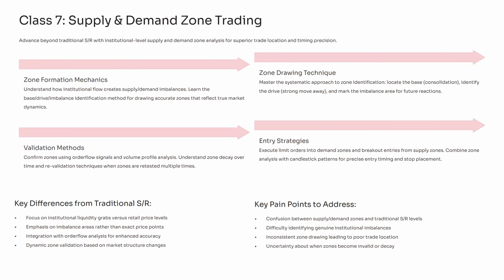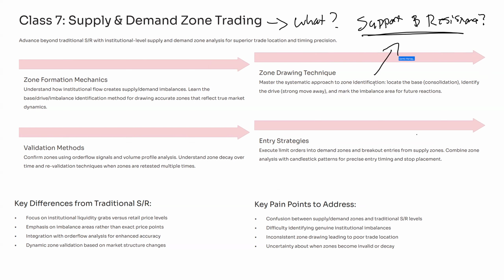First thing is supply and demand. A lot of people ask, and this is going to be the first question: what is the difference between supply and demand and your support and resistance? It should be the first question you ask whenever you're trading this. For you to understand the difference, first we have to talk about what support and resistance is. Support and resistance is what price did in the past and how it reacted at a level.